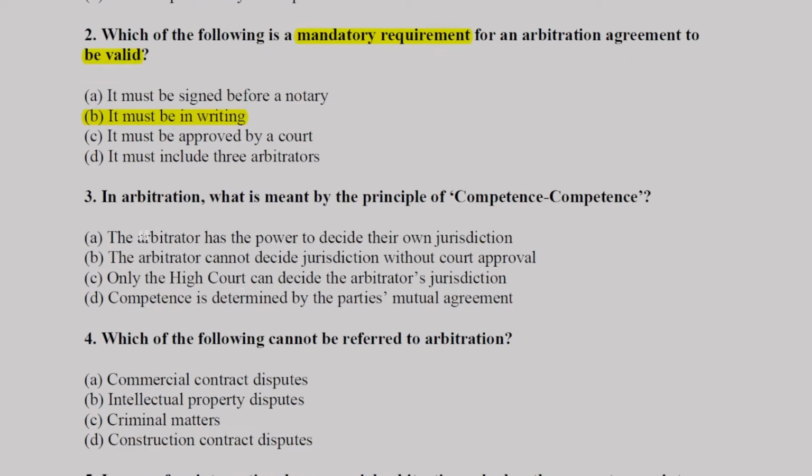In arbitration, what is meant by the principle of competence? The arbitrators have the power to decide their own jurisdiction, yes. The arbitrator cannot decide this jurisdiction without court approval, no. Only the High Court can decide, no. Competence is determined by the parties' mutual agreement. So the answer is A.